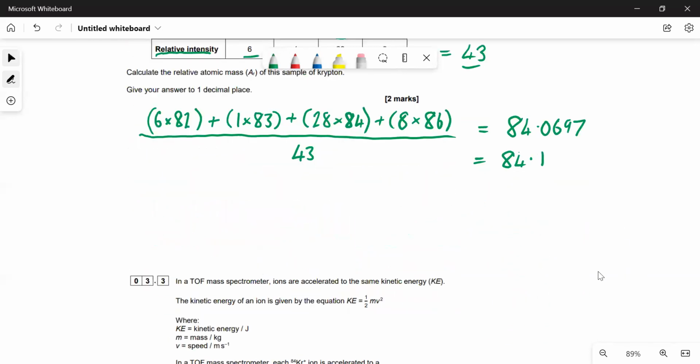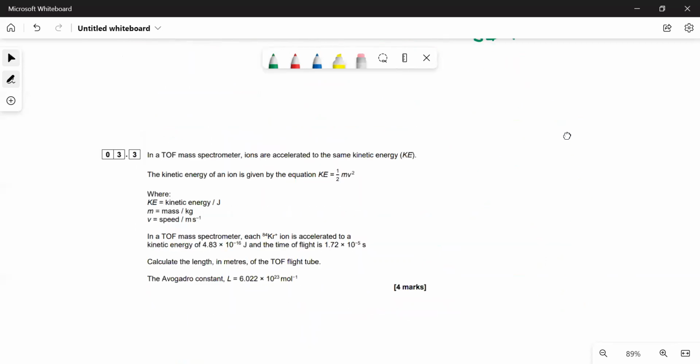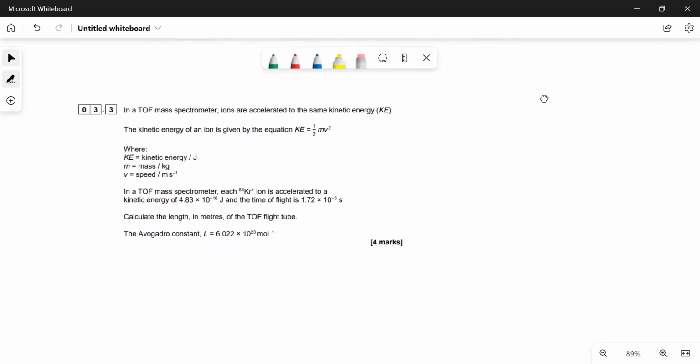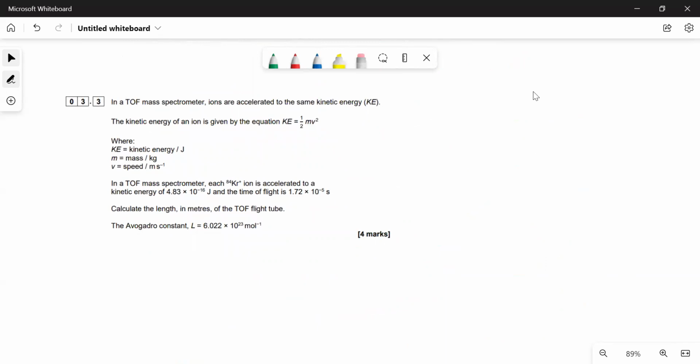Okay. Now we've got to do a time of flight calculation. So they give us the kinetic energy of the ion. They give the equation for it here, which they usually give us. They give us the kinetic energy there.